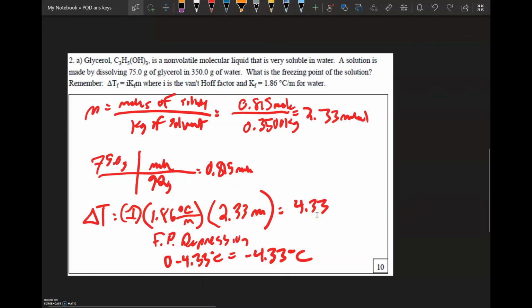Now that's not the final answer. What we need to do is take the fact that we're dealing with freezing point depression, and glycerol is going to reduce. It's called freezing point depression in quotations there. Depression means it's going to go down. So we're going to subtract the 4.33 from 0 because that's the freezing point of water. You can look that up in the data table if you need to. And you end up with negative 4.33 degrees Celsius.